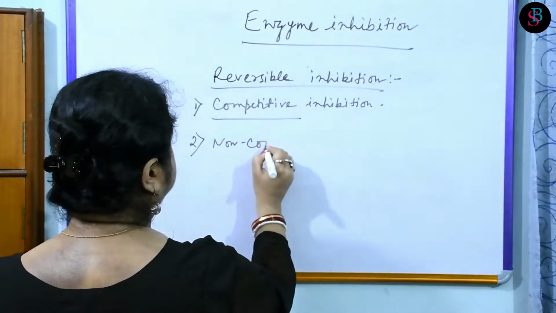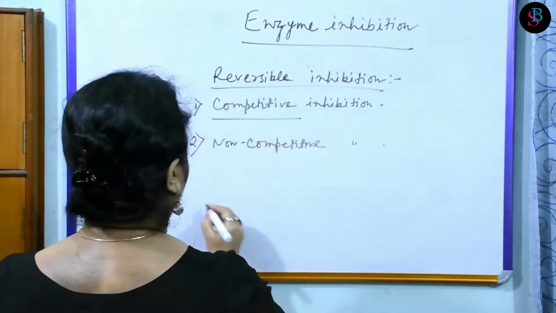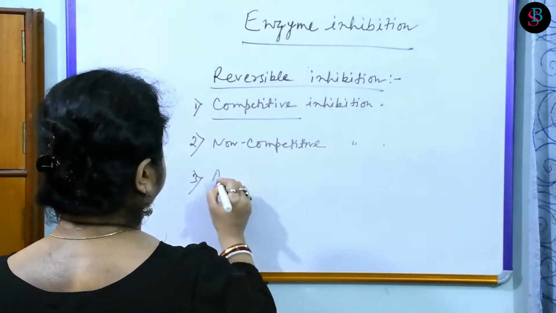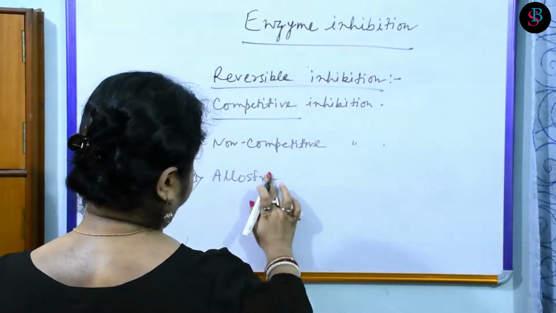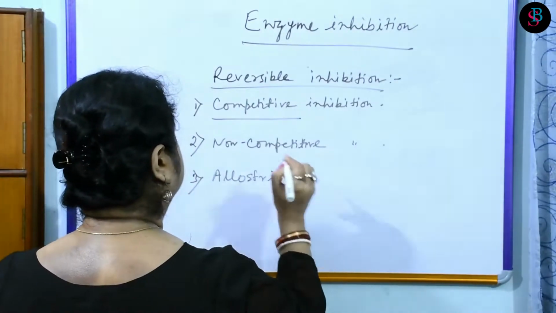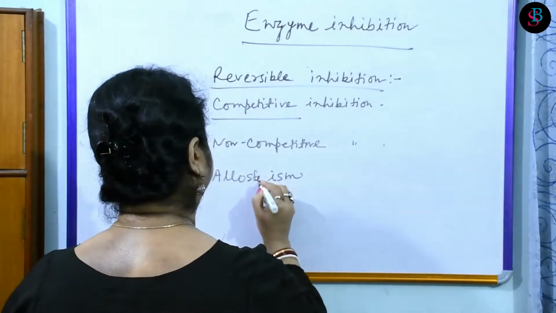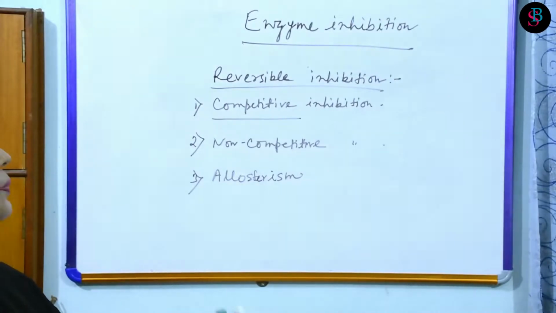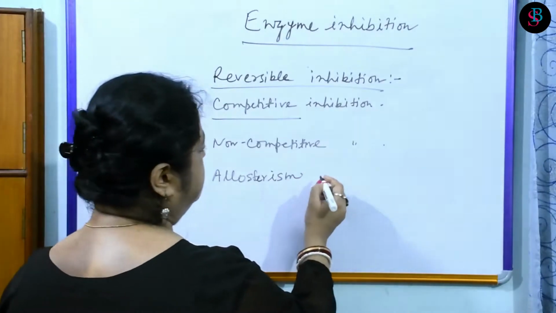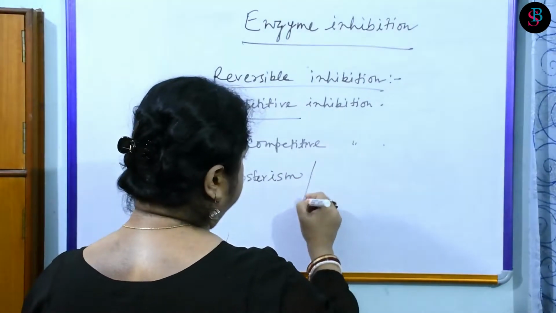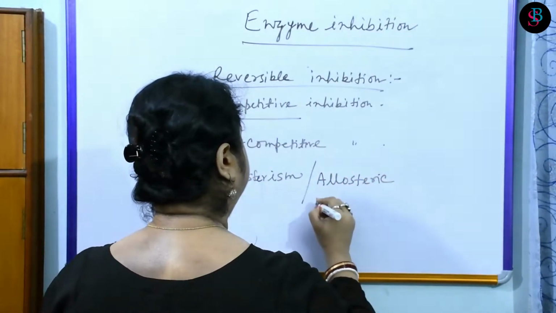Number two is non-competitive inhibition. No competition is there, but that's the most dangerous one. And number three is allosterism. In some books you will get that allosterism is included in another part. Sorry, allosterism is this one. But in enzyme action also we shall consider this allosterism, or allosteric inhibition or allosteric regulation. Better to write allosteric modulation.